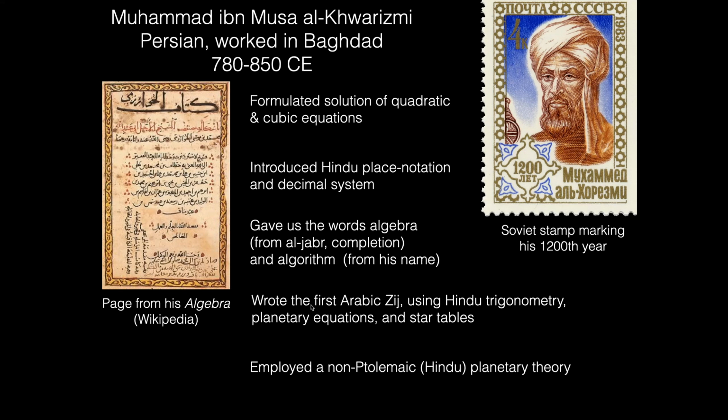He wrote the first of the Arabic Zijes. In fact, he used extensive tables from trigonometry that he got from the Hindus. He had his own model for the solar system, which was non-Ptolemaic. It was still geocentric, but it was not quite as accurate as Ptolemy's, and so it was soon replaced by the Arabs afterwards.